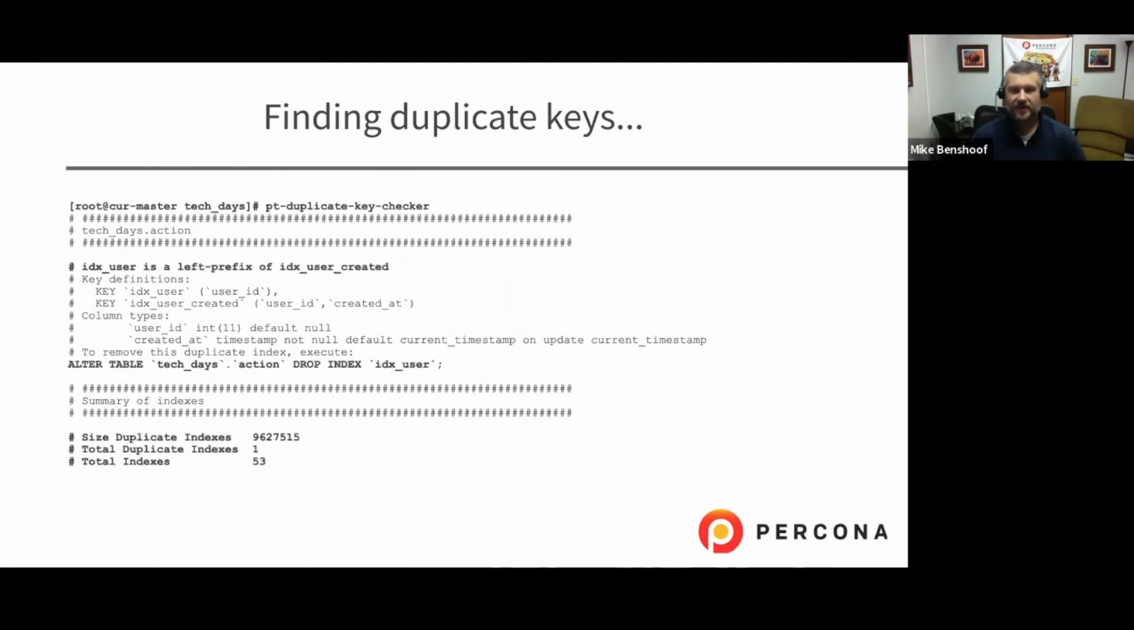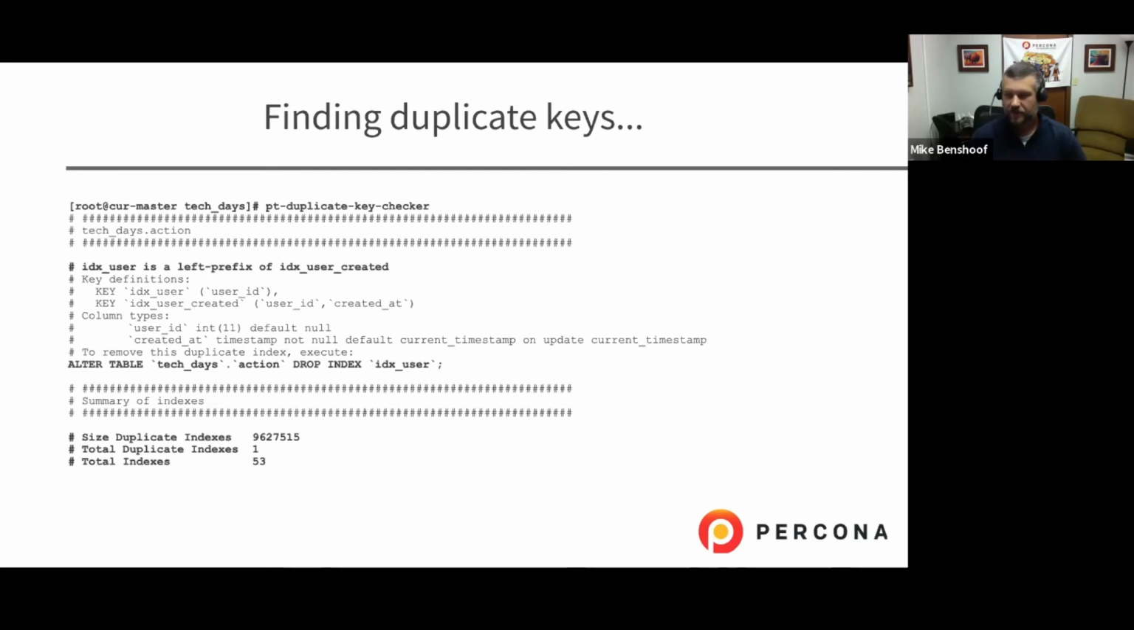So running this against our schema, we find that I have a duplicate index here on the action table. And when we look at this, what we're seeing is we have two indexes, one with the user ID and then one with the user ID and created at. And again, this tool will tell us what the problem is: I've duplicated leftmost prefixes.